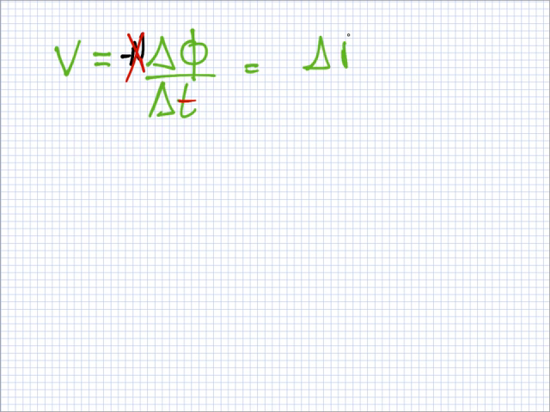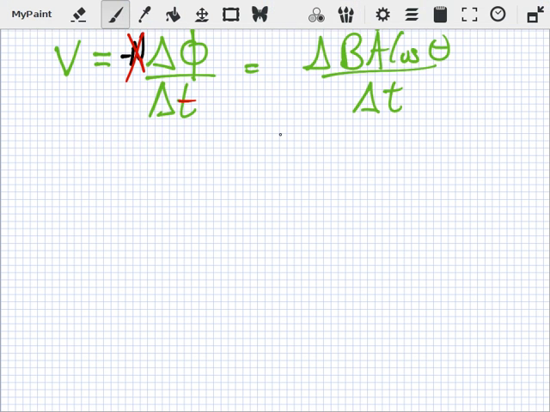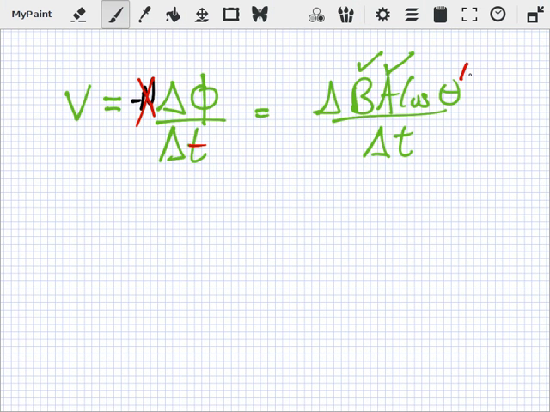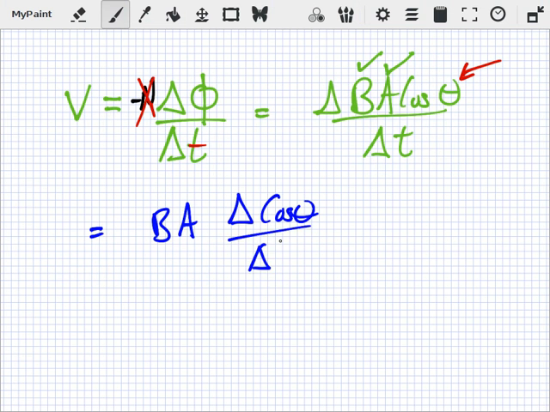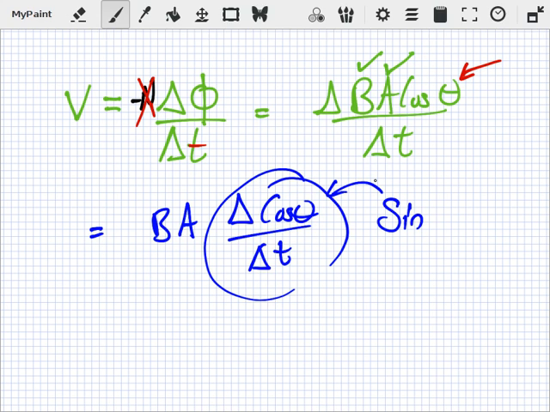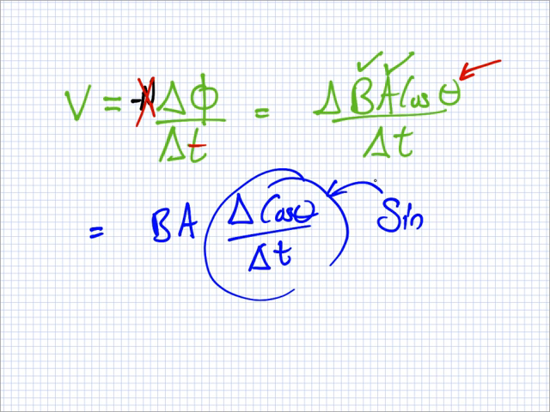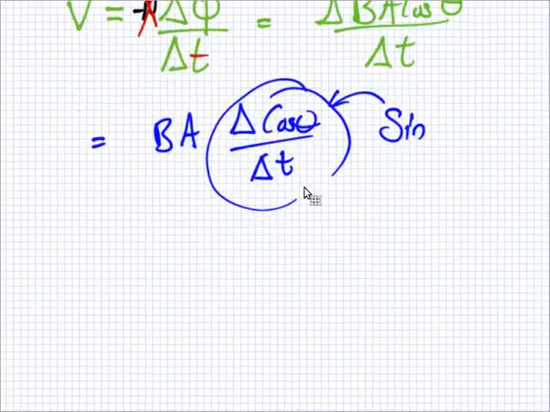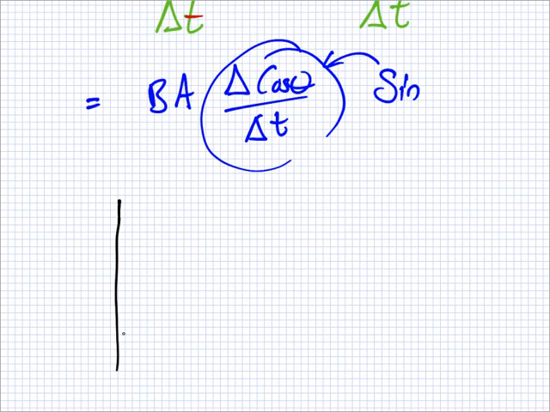That's equal to the change in BA cos theta over change in time. But the area is constant and the magnet is constant. The only thing that's changing is the angle. So this equals BA, the change in cos theta over t. And this here is a sine. You know this from derivatives, that the way cos changes is by a sine. So after all of this, I just want to show you this graph. If this is the time, and this is the voltage, the graph looks like this.